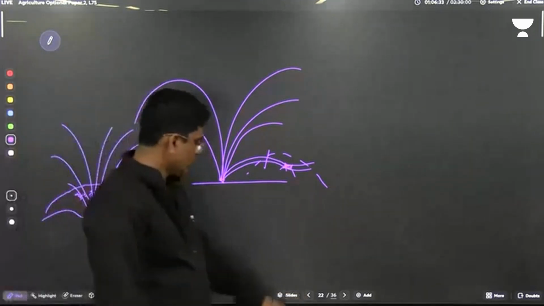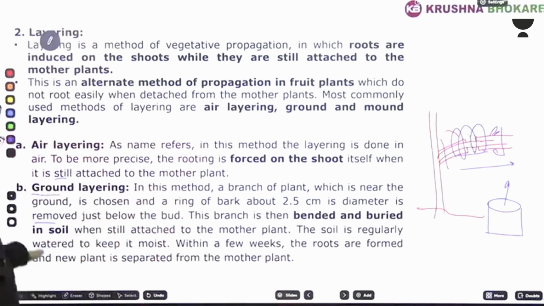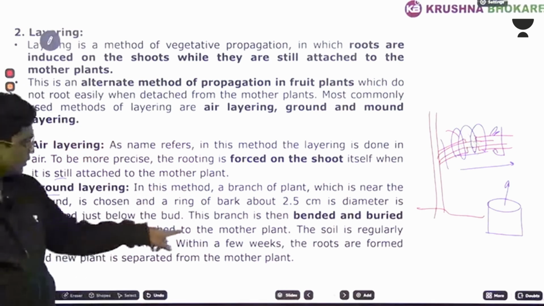These are the different methods of layering. Branches are bent and buried into soil while still attached to the mother plant.